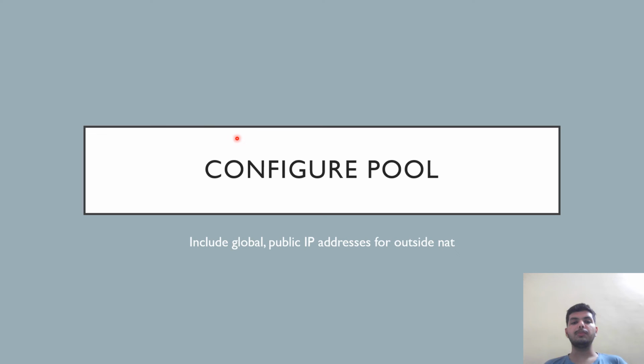Now we'll configure the pool. What is the pool? The pool mainly includes the global, or you can say the public, IP addresses for the outside net. We have previously made the access list for the private IP addresses. Later on we will map this with the pool, that from these local IP addresses, these private IP addresses, we need to map to the global pool, that is, public IP addresses. So we'll configure the pool in Cisco Packet Tracer now.